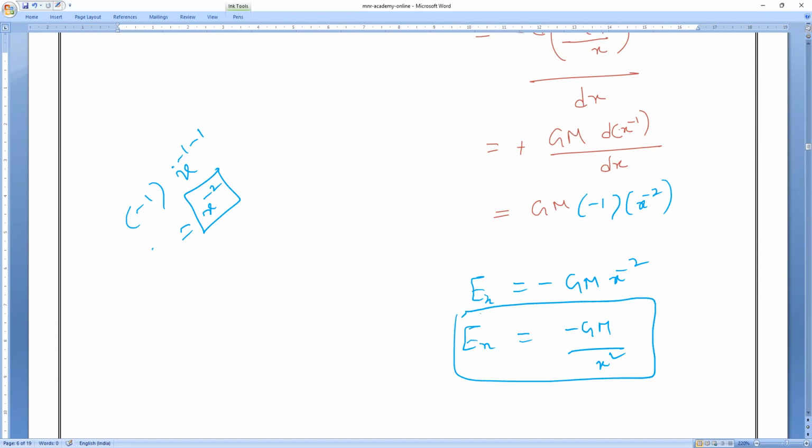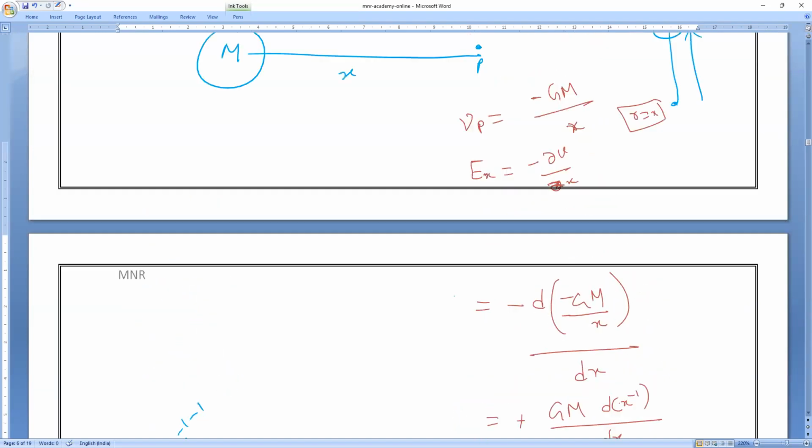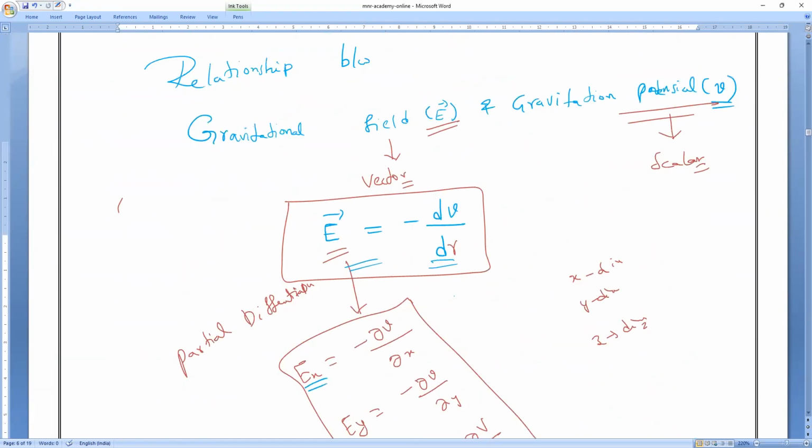So this is the formula. For the x-axis, it is minus GM by x square. For the y-axis, minus GM by y square. For the z-axis, minus GM by z square. So please learn this, very, very important. What is the relationship between E and V? Everybody, E is equal to what? Minus dV divided by dr.